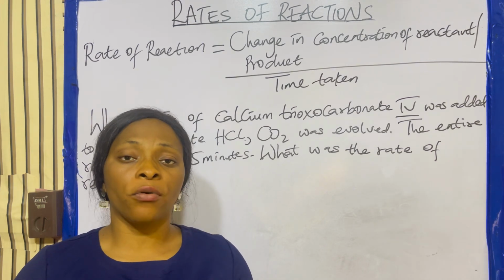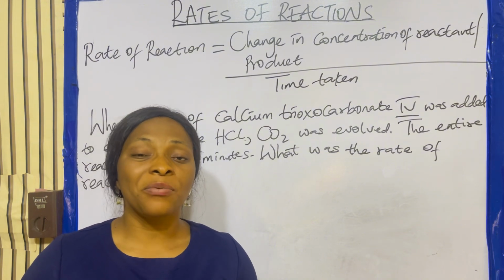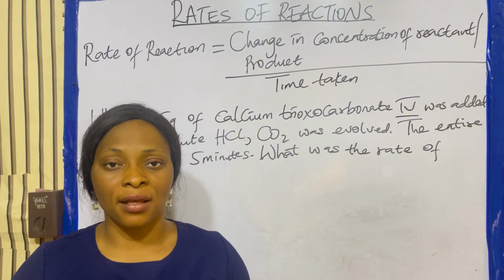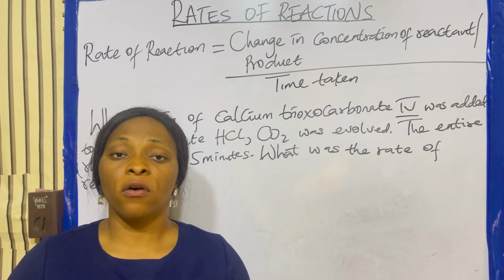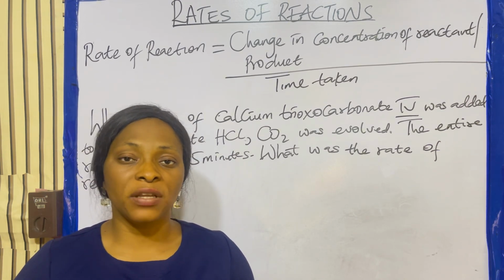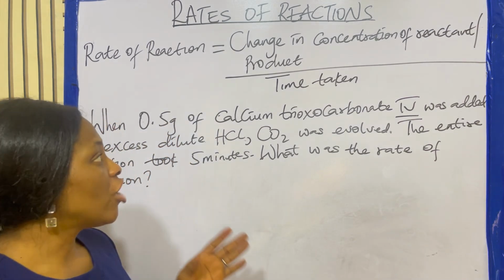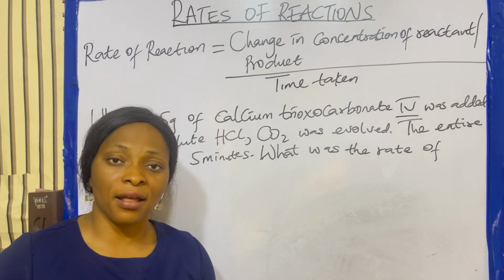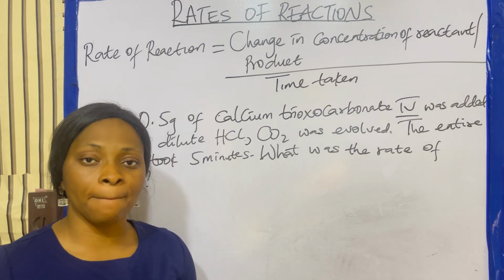So rate of chemical reaction simply refers to the rate of the disappearance of the reactants or the rate of the formation of the product. So for calculation wise, we define it as change in concentration of reactants or products over time taken.